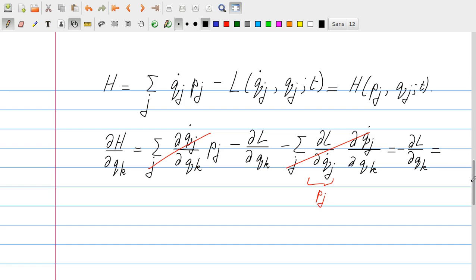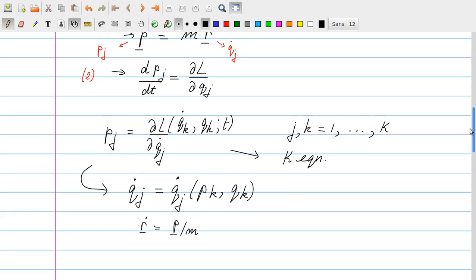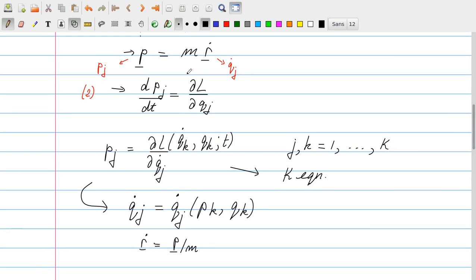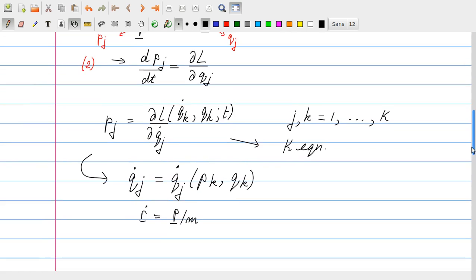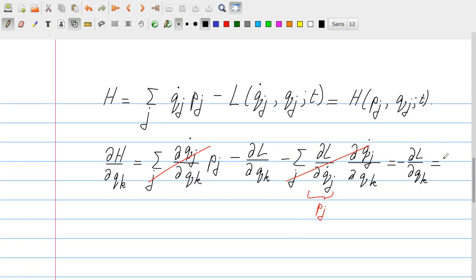and we know that was the rewriting of the Lagrange equation, that ∂L/∂qj is the time derivative of pj. So in this case we obtain the time derivative of pk, because we take the derivative with respect to qk. So that's the first result that we obtain. ∂H/∂qk, taking the derivative with respect to qk, gives me pk dot.